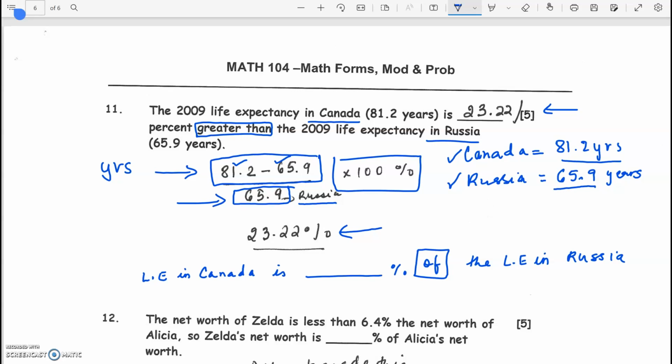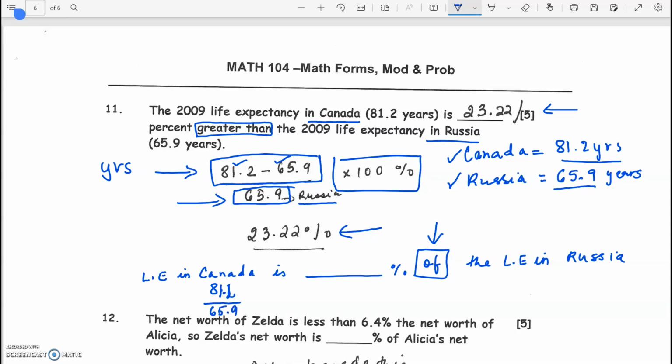Now what if we had to fill this blank? Life expectancy in Canada is blank % of the life expectancy in Russia. So now we're not thinking about it as a % greater than that of Russia, but we're thinking of it as a percentage of the life expectancy in Russia. So life expectancy in Canada is 81.2 years.